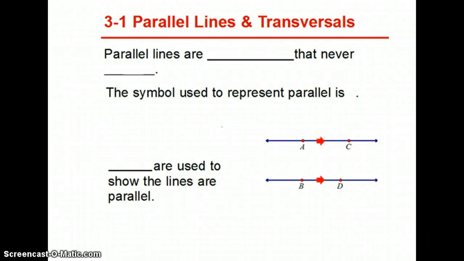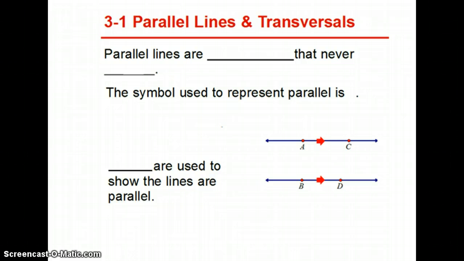Okay, you guys are going to take some notes on Chapter 3, Section 3.1, which talks about parallel lines and transversals. Parallel lines we talked about in Chapter 1, but we're going to dive into it a lot more specifically. We're going to look at angle relationships and do some problems with these.